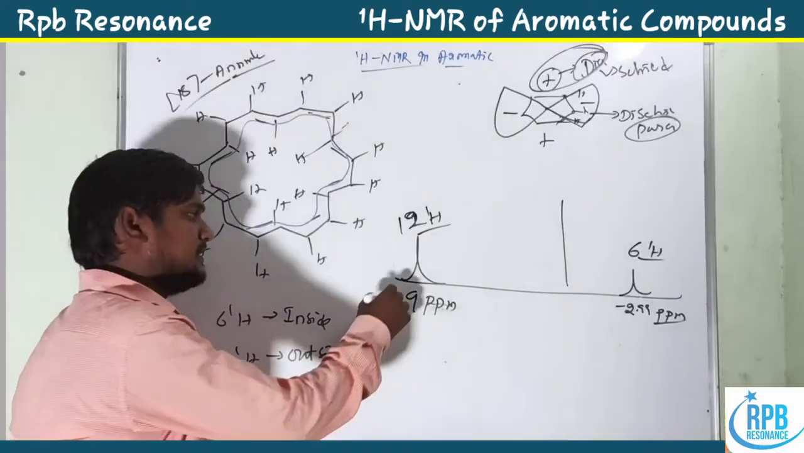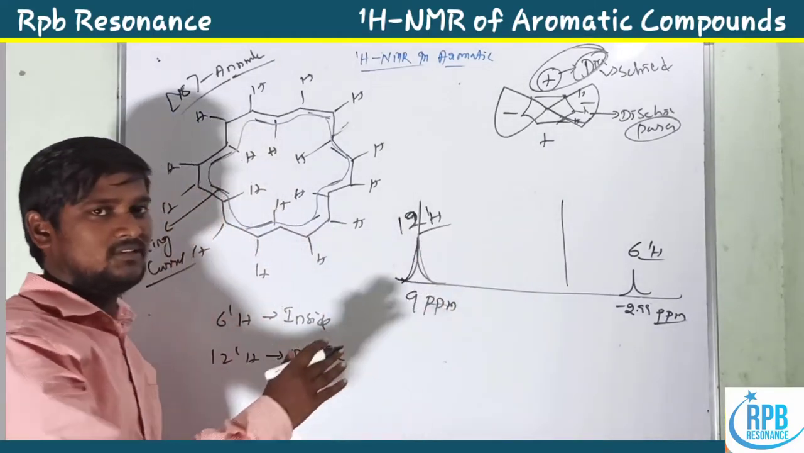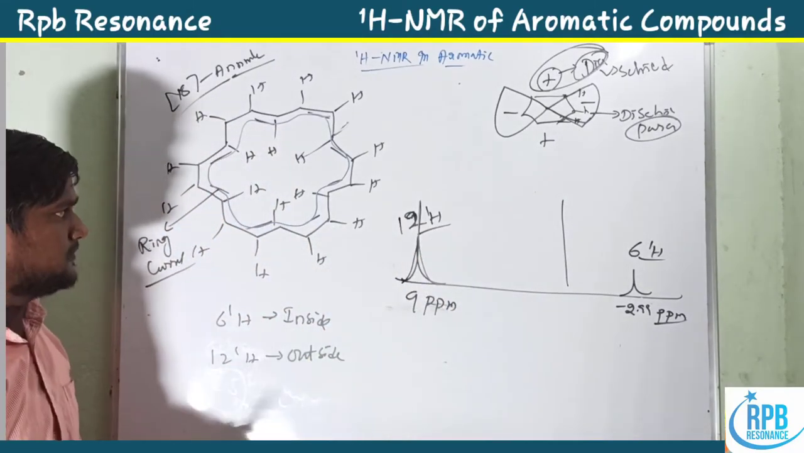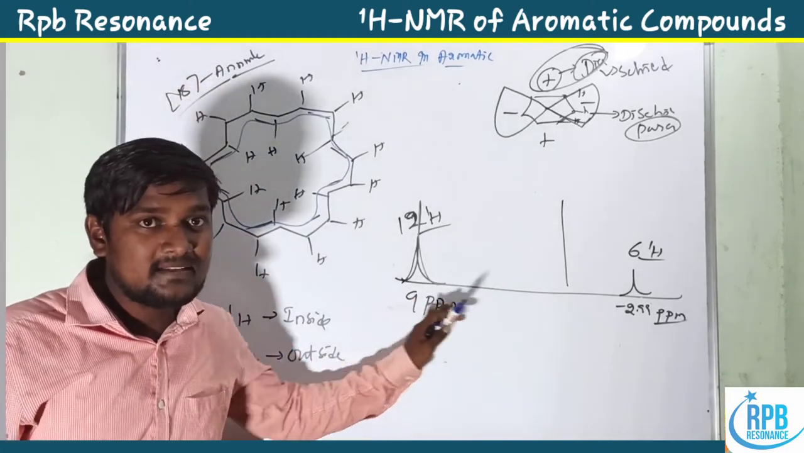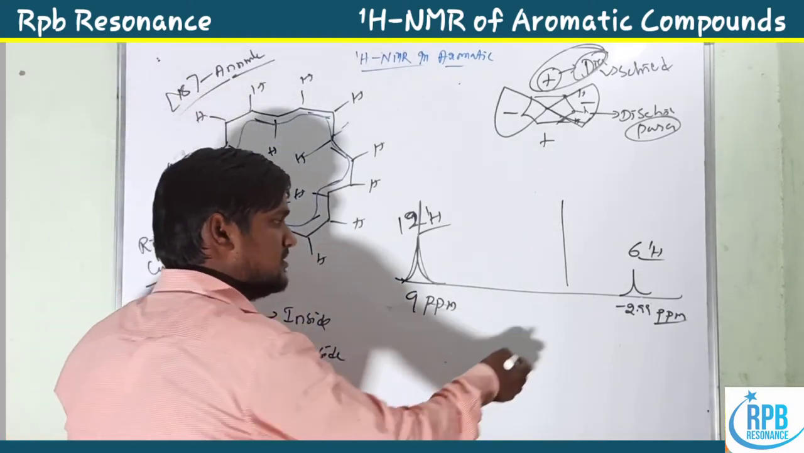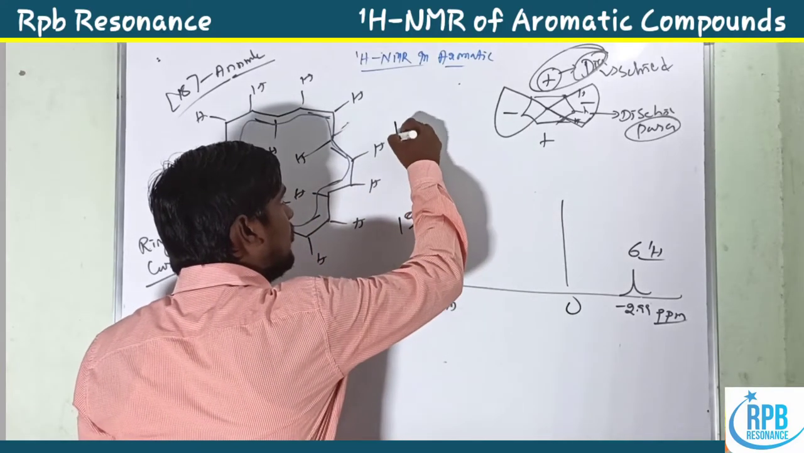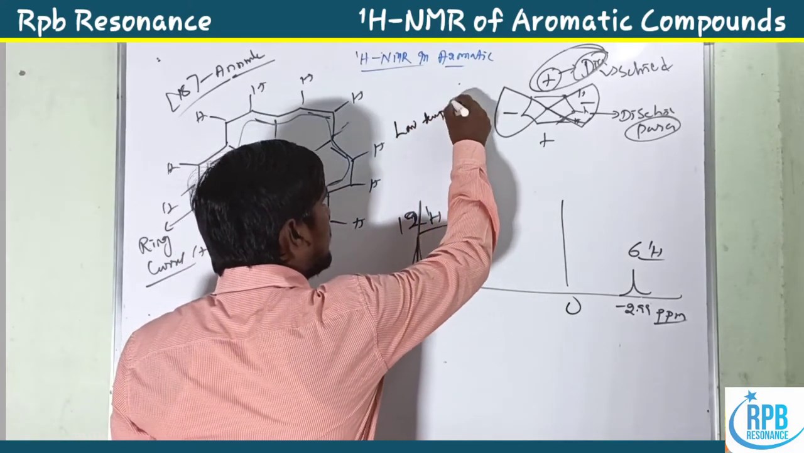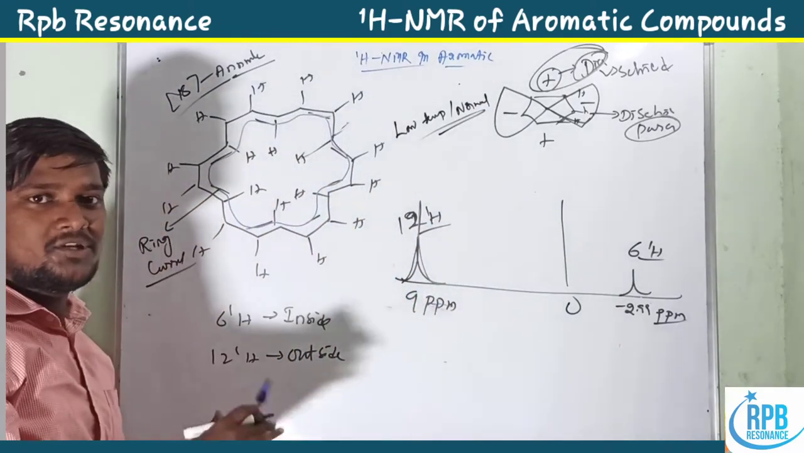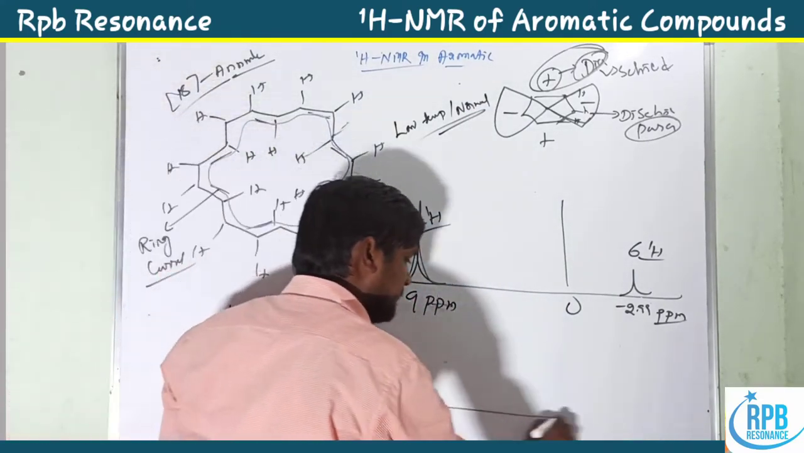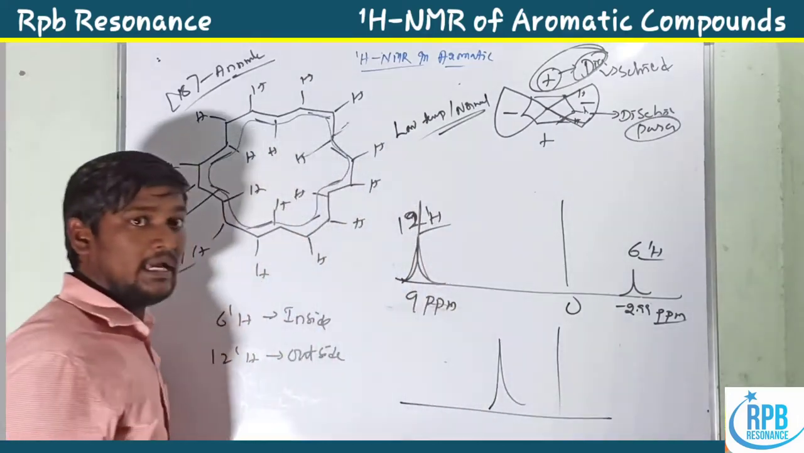The 12 protons intensity is more. Okay, we will discuss those things in our NMR spectroscopy series. So that's why 18-annulene will appear as this type of spectrum, at low temperature and at normal temperature. At a higher temperature, it cannot appear like this. It appears as a single peak at higher temperature.